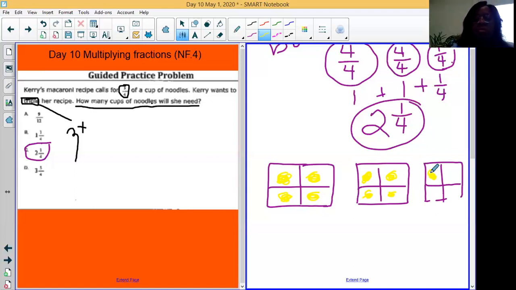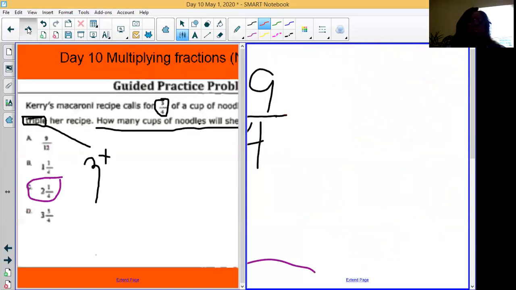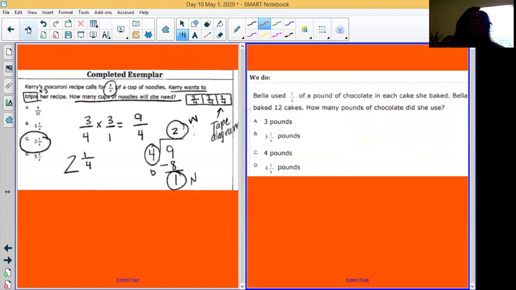So when I look at my picture, this would be 1 whole right here. And then this one is completely shaded, so this would be 1 whole. And then out of this third picture, only 1 fourth is shaded. So when I add them again, I get 2 wholes and 1 fourth. So that's 3 strategies for that one problem. So you have to figure out what works best for you. Okay, I'll move on. Let's go to our next problem, which is a we do.